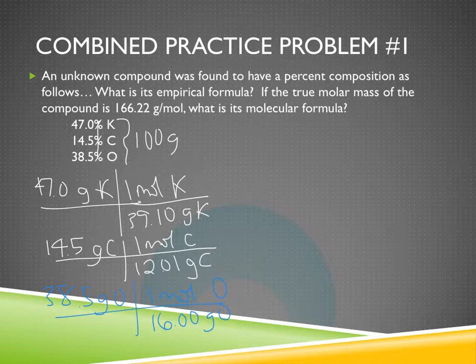So I'm going to do that math. I get 47 divided by 39.10 equals 1.20, 14.5 divided by 12.01, and I get 1.21, and then 38.5 divided by 16, I get 2.41. So I pick the smallest of these three numbers, which is 1.20, and I divide each of these by that number.